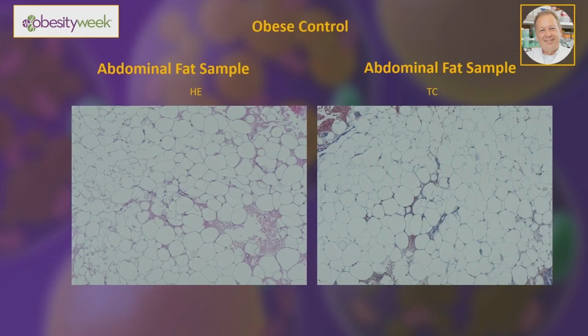Now, again, we looked at a lot of histology across the board. This is now from obese controls, abdominal fat samples. Characteristic on the left hand, this is an H&E. On the right-hand side, you see a trichrome stain that highlights the extracellular matrix a little bit more. This is what we usually see, and this would be distinct from a lean individual.